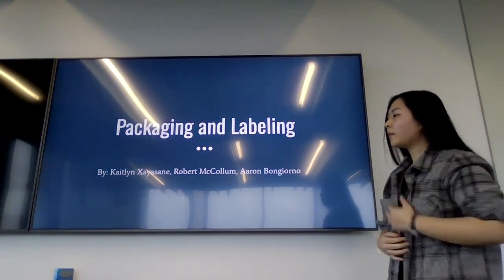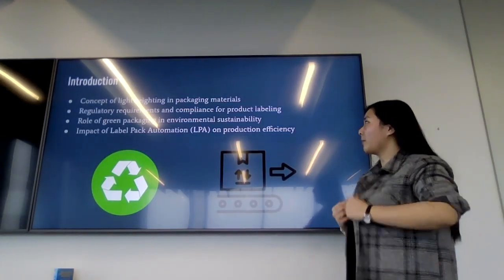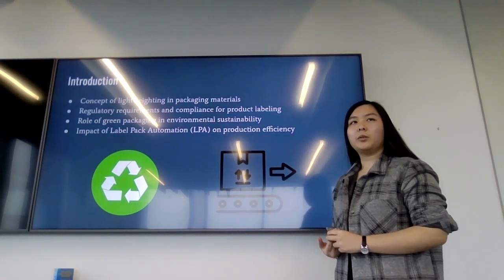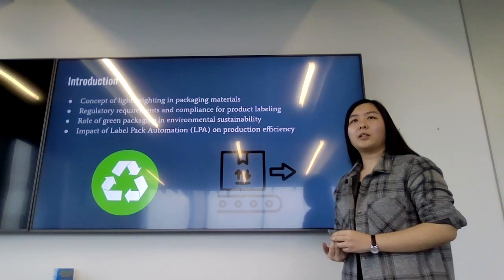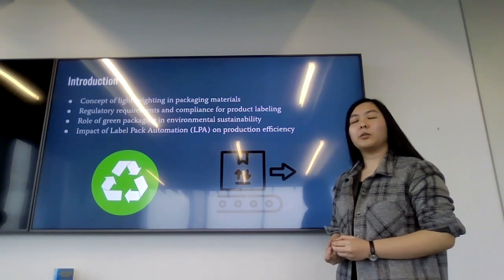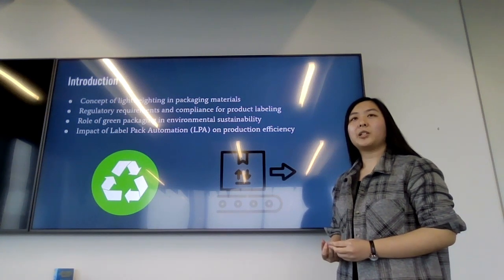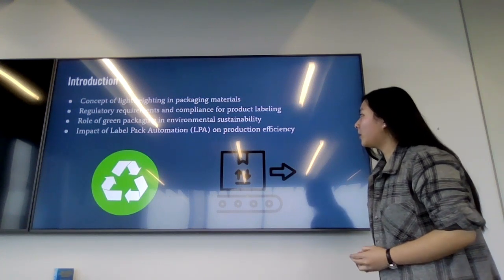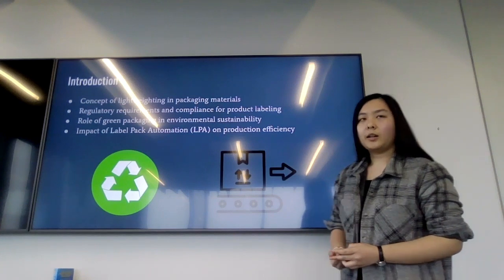Packaging and labeling. For the introduction, we're going to discuss the concept of lightweighting of packaging materials. Lightweighting is pretty much the process of reducing packaging material weight, and that helps to minimize material usage. Some examples include using thinner water bottles or utilizing materials such as bioplastics. The next topic we'll also talk about is regulatory requirements and compliance for product labeling.